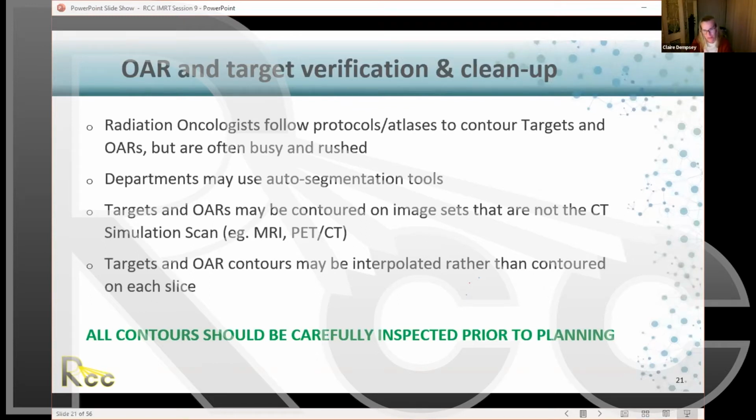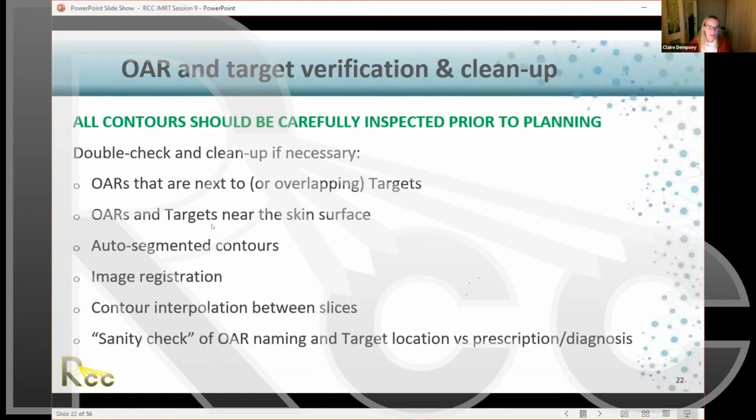But because of all of these things, every single contour that's on your patient plan should be inspected prior to starting any treatment plan or even starting any optimization contouring. So you need to double check and clean up if needed any organs at risk that are next to or overlapping targets. So sometimes, a radiation oncologist can do a big loop and say, we're treating the bladder, but then they've also contoured half a piece of bowel as well. So there needs to be a discussion with your radiation oncologist. Did you intend to have the bowel as part of the PTV, or do we need to clean that up and remove the bowel from the PTV?